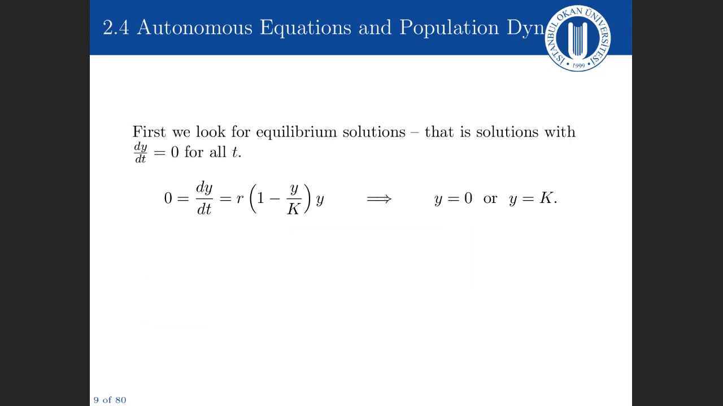The first thing we're going to do is look for equilibrium solutions. In other words, we're going to look for solutions where dy dt is equal to 0. So I'm going to start with dy dt is equal to 0, or in other words, 0 is equal to r multiplied by 1 minus y over k, times y. Remember that r is a positive number. This can't be 0. Either y is 0 or 1 minus y over k is 0. In other words, y is 0 or y is k.